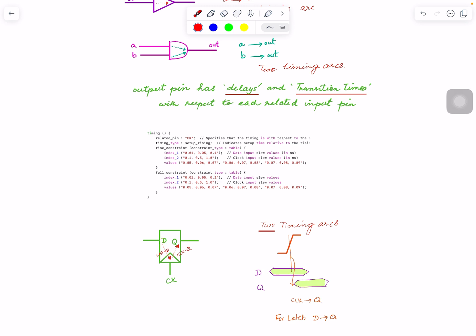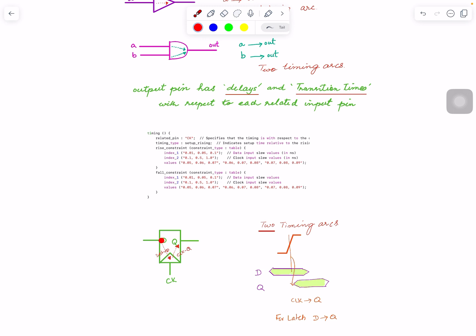There is a setup time. This signal arrives, not exactly at the edge, but a little bit before the edge. It needs to be stable. And that required time that it needs to be stable before the edge is called the setup time. So it's not exactly here. It needs to get stable before that. So a setup constraint is also present inside the standard cell library.